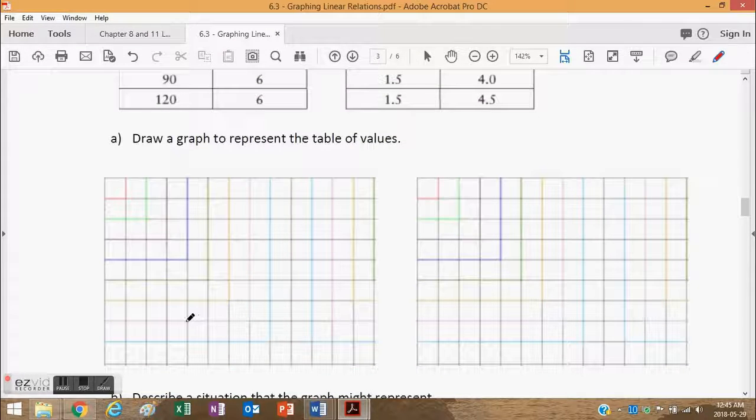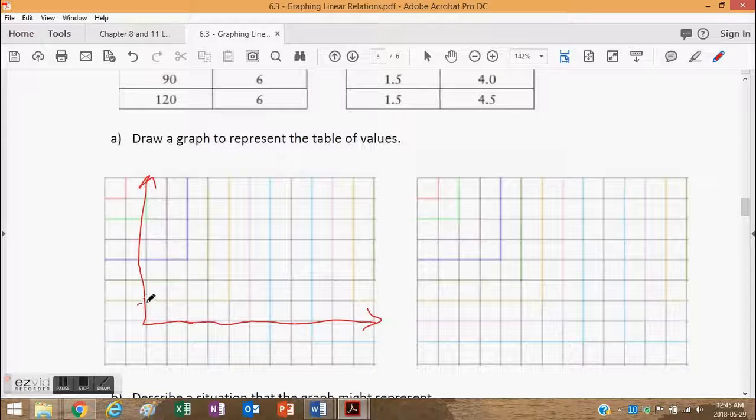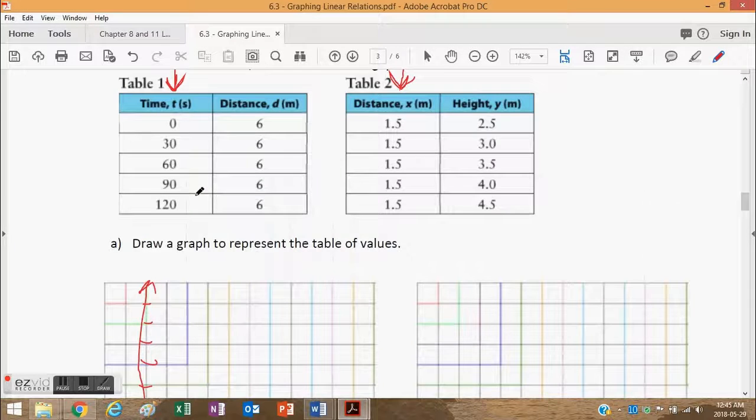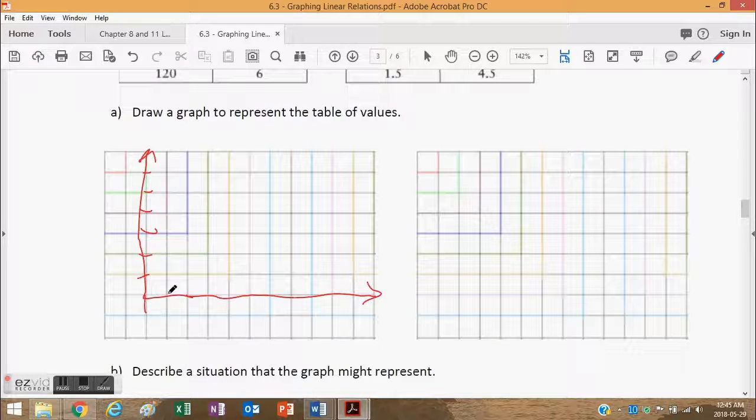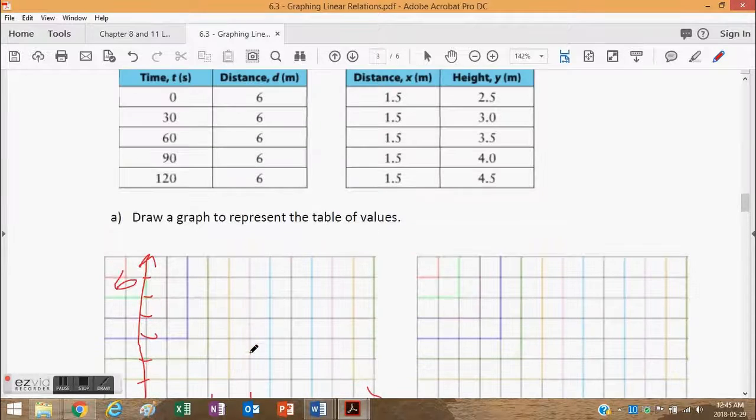Okay, so if we do this first one here, what you should notice here is no matter what the time is, the distance is always 6 meters. So 0 seconds, so we've got 0, 30, 60, 90, 120, yep. This is 6. You can label these 0, 30, 60, 90, 120, 150, so on.